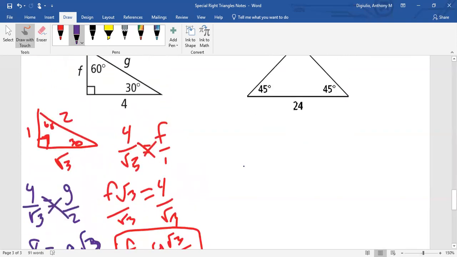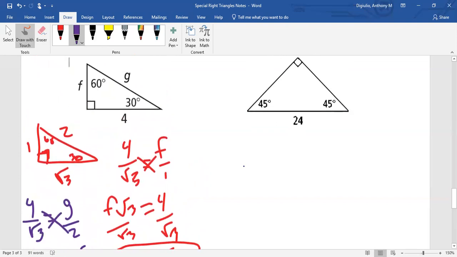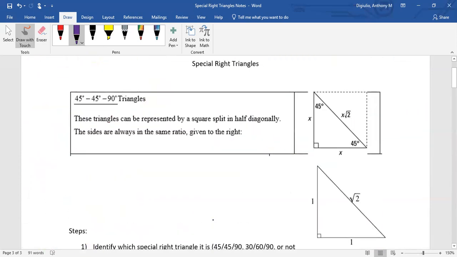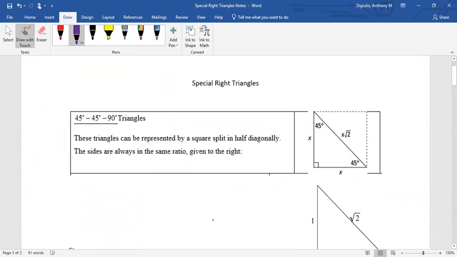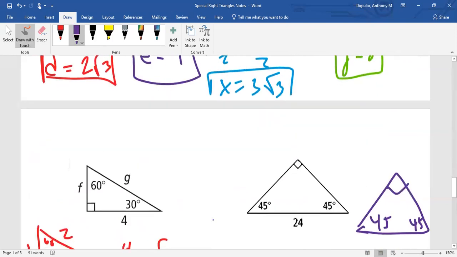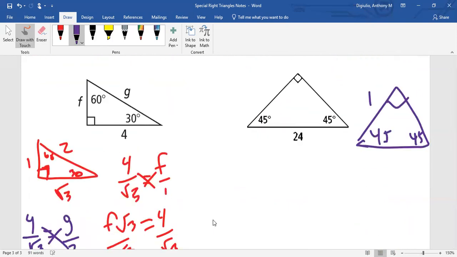Last but not least, let's try this one as well. First step, we should identify the triangle. It is a 45, 45, 90 triangle. All right, and it has been probably a good couple minutes since we've seen that, so I'm going to scroll all the way to the top. Okay, so I got a 1 across from the 45, a 1 across from the 45, and then a root 2. So we got a 1, 1, root 2.